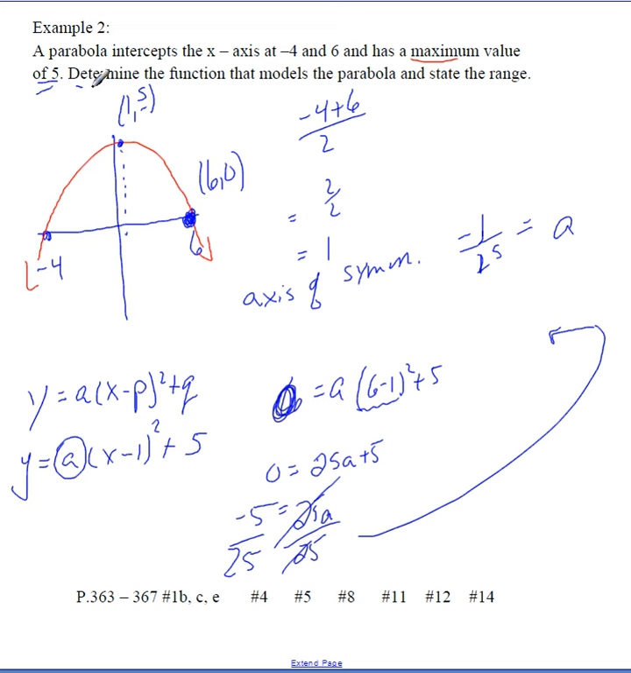And let's go back and reread the question. Determine a function, so we still need a function. So start with the a value first. Negative 1 over 25, (x subtract 1) squared plus 5.